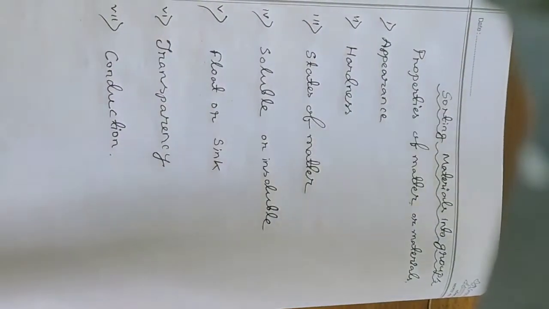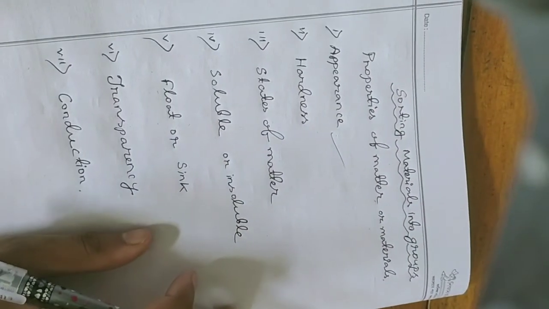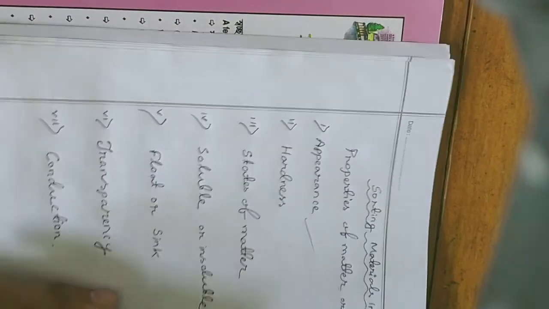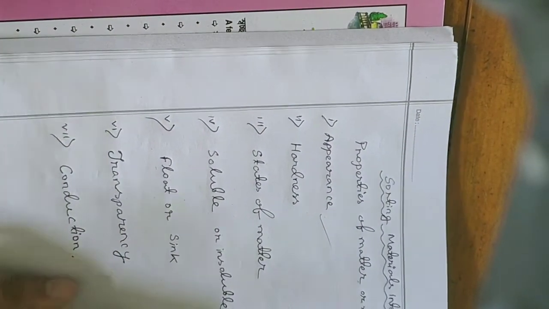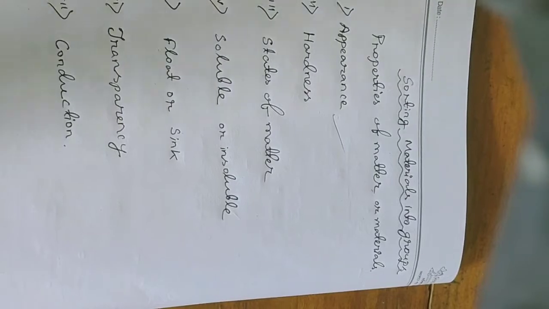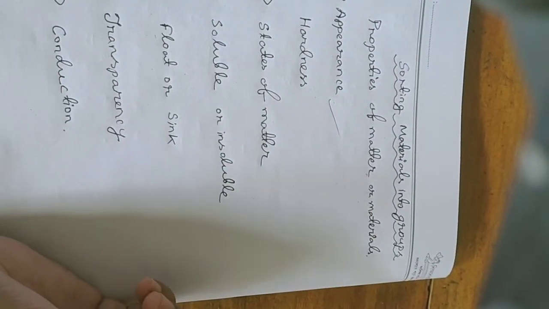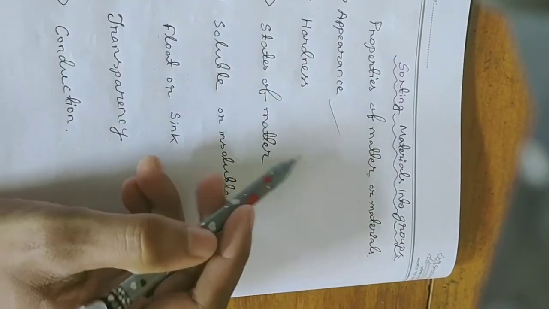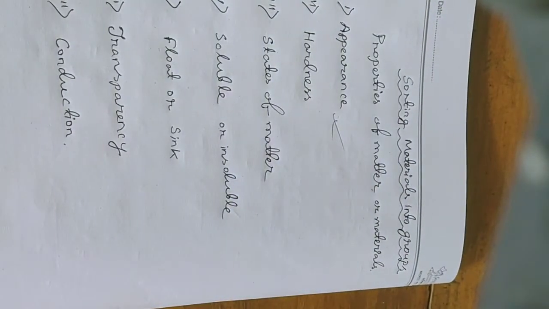Now the first property is appearance. Some materials, if you polish them, they shine. For example, gold, or you have some utensils like aluminum utensils, steel utensils in your kitchen. So if you polish them, they shine. And some materials like wood, plastic, they cannot shine. Even if you polish them, they do not shine. So based on the appearance, we can classify the materials.